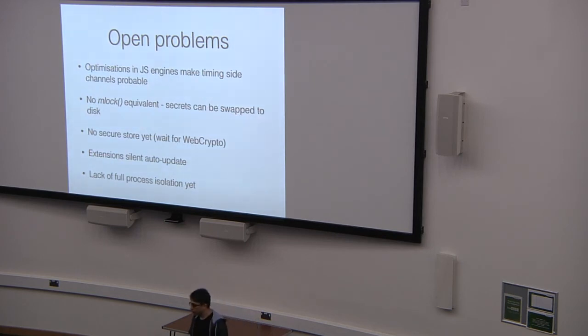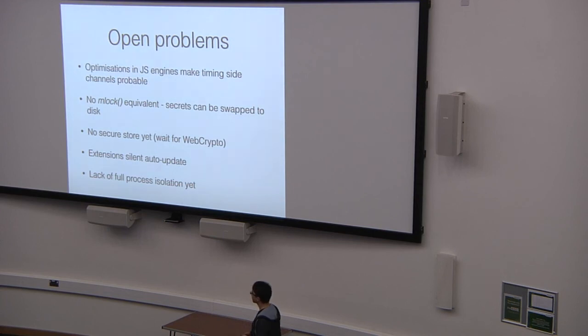Open problems. Well, we still don't have the mlock equivalent for JavaScript cryptography, so eventually the secrets can be swapped to disk, which is a problem. We don't have complete control over the execution environment. So even if you have constant-time or constant-time-ish code in JavaScript, the optimizer of the language can still do magic, and that magic may make a timing side channel possible. We don't have a secure store yet, though web crypto does promise interesting things here.